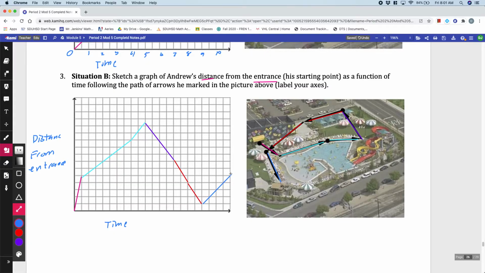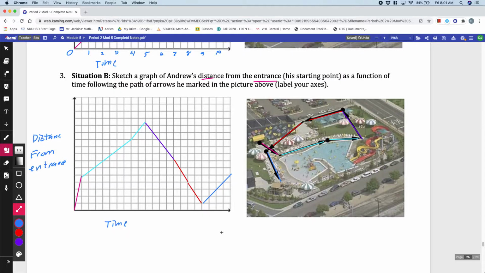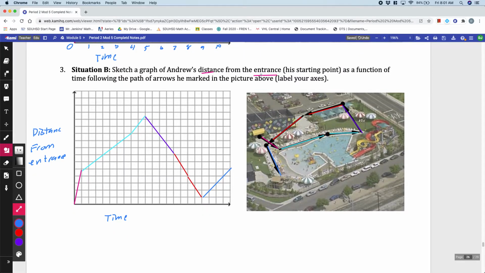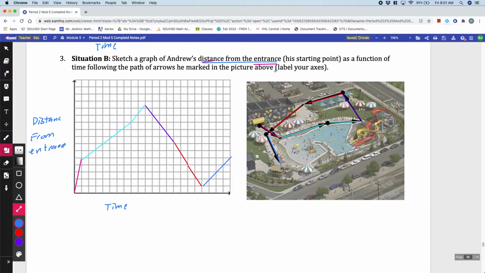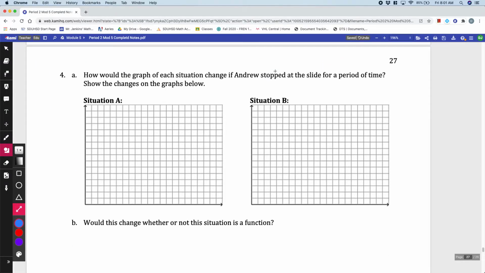As long as you have a general picture, maybe you thought that he moved faster here, and so on and so forth. But generally, it should look something like this. And it's always important to figure out what your y variable, your y-axis, the dependent variable is, and make sure it's distance from the entrance.